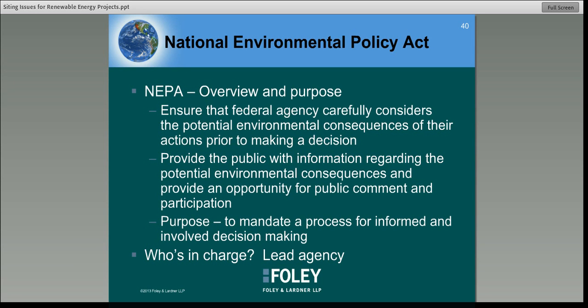So now, who's in charge under NEPA? Well, the lead agency is in charge. Basically, if there is a project that's going to require a NEPA-type process, then whichever agency is proposing that action is going to be in charge. So that can vary from project to project. It can be the Department of Transportation, the Bureau of Land Management, Fish and Wildlife Service, or the Army Corps of Engineers. You name the federal agency, and they could end up being in charge under NEPA.